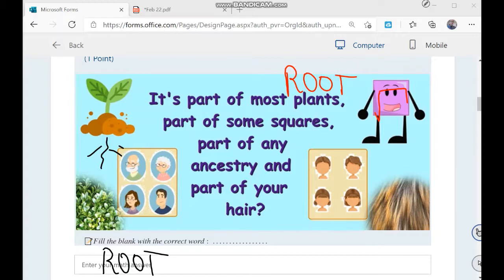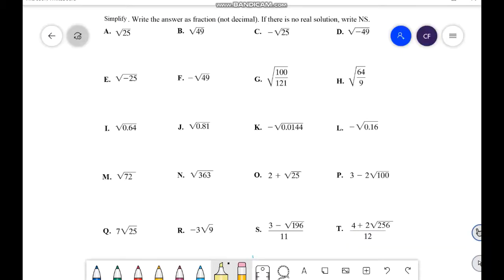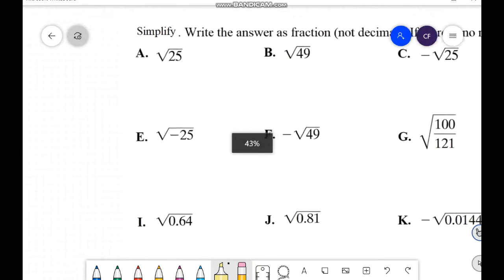So this is important because we will talk a lot about root. Root is a synonym, it's the same as radical in math, and we're talking about radical equations. We'll be talking about equations that have roots. All right, let's work on our quiz.